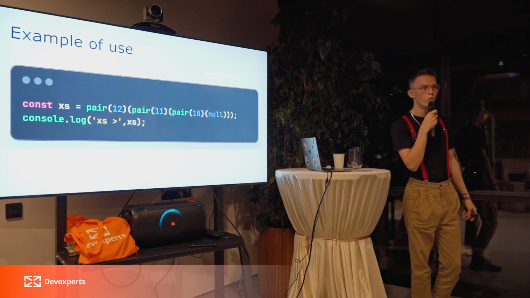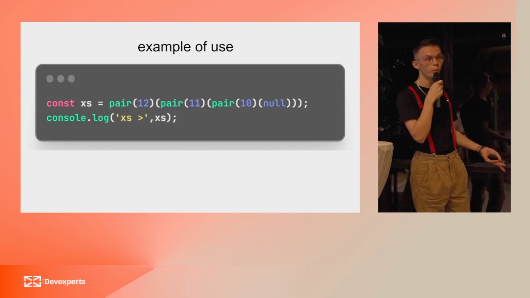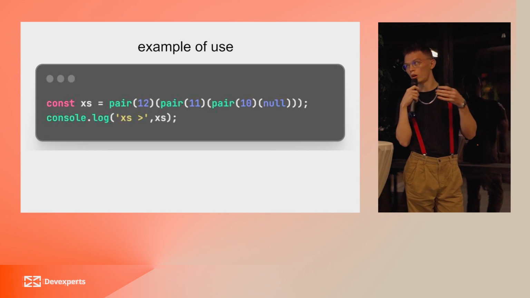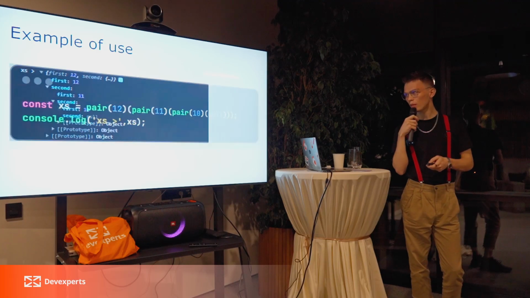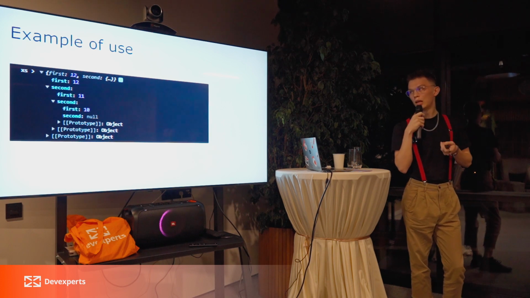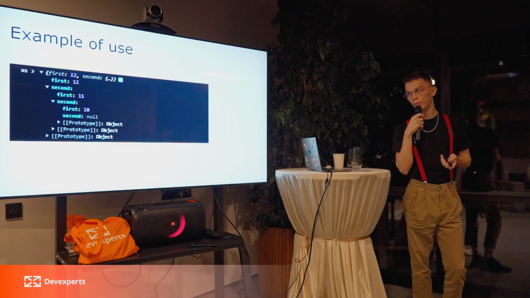Here we have an array of 3 elements and the last one will be null. It's needed to understand that our array is finished. But in the console, it will look a bit ugly. So let's create some kind of bridge between our purely functional data structure and the normal one.